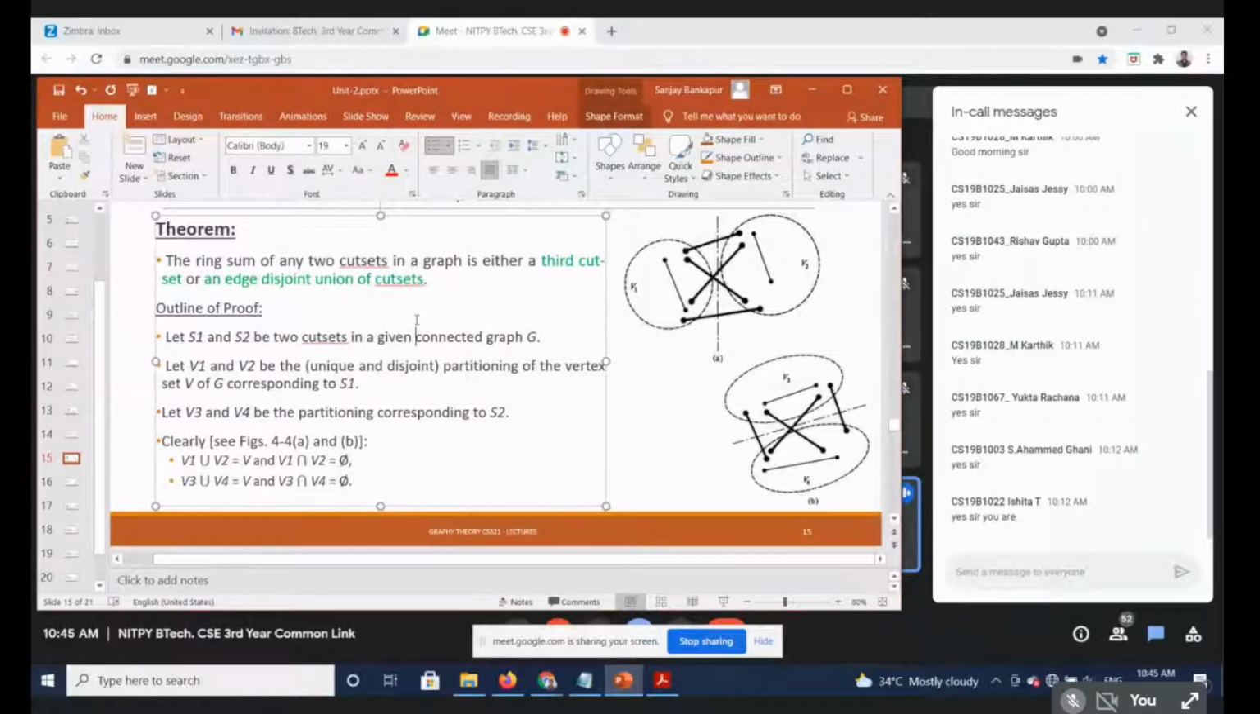As per the theorem, it is a cut set, but there is a keyword, either this or that. This part we will take up later. Right now, a ring sum of two cut sets should give a cut set. If you are not getting a cut set, it will be something else. We'll see that later. So, any questions?